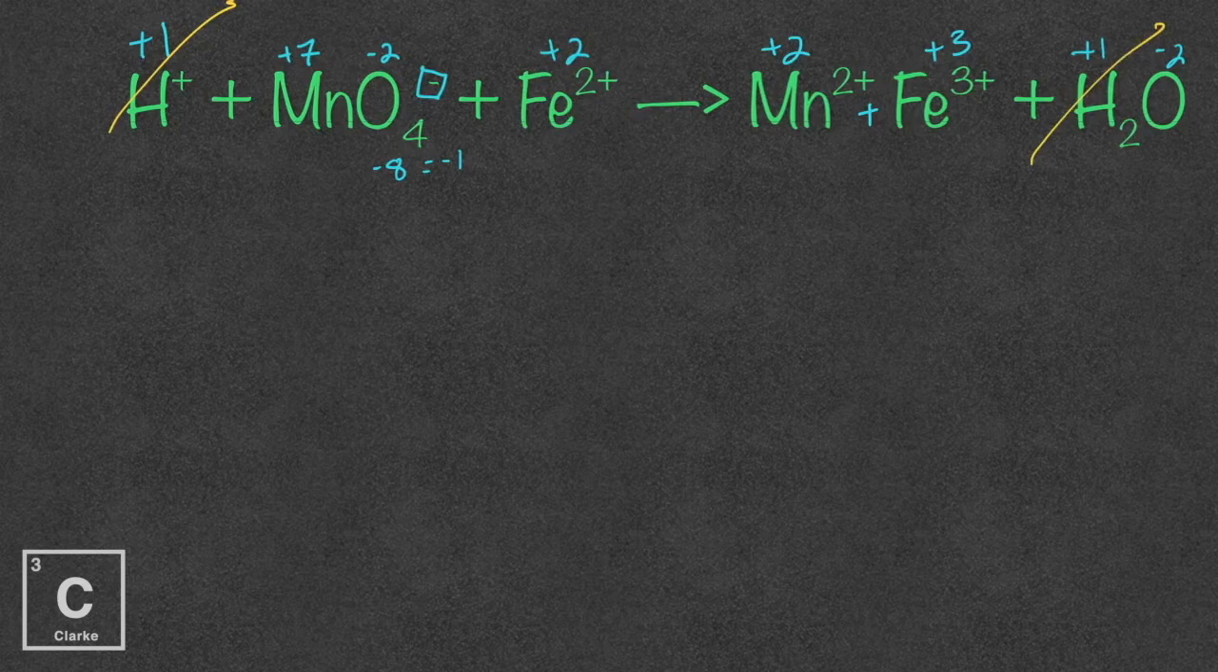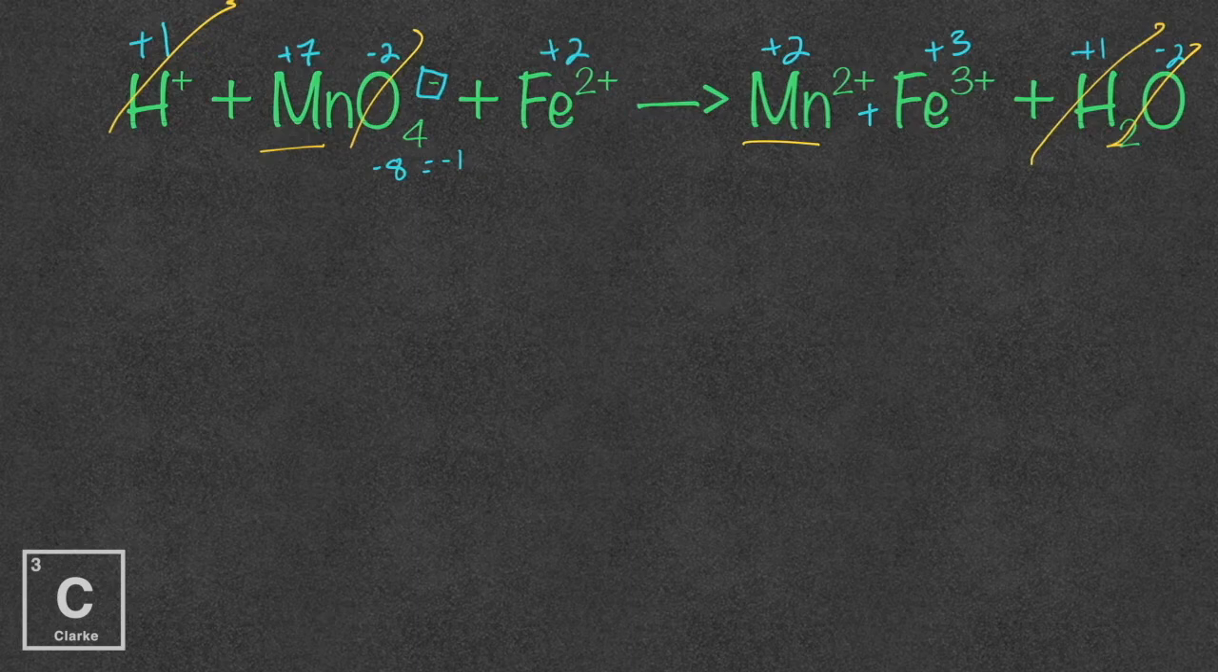Let's look at manganese. Manganese is a 7 here and a 2 here. We are concerned with manganese. Okay, now let's look at oxygen. Oxygen is a -2 here. It's a -2 here. There was no change in oxygen. We're not really caring about oxygen. And then now let's look at iron. Iron was a +2 here, +3 here, we are concerned with iron.